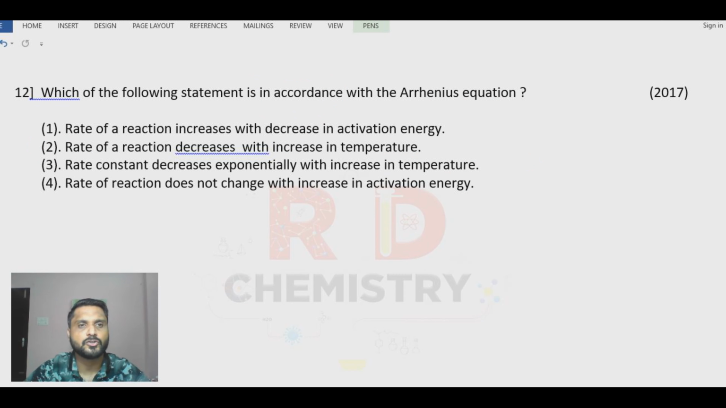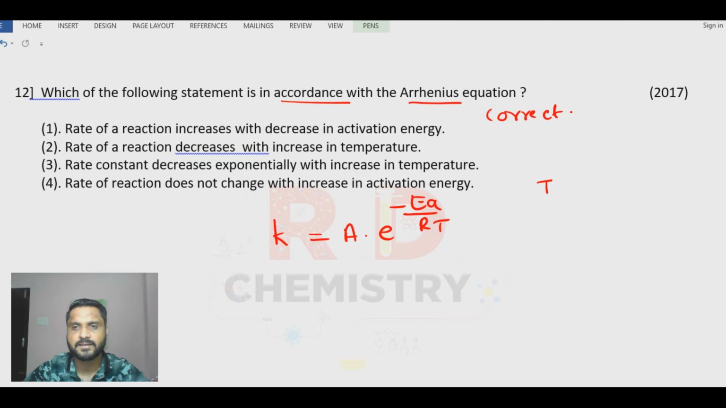Question number 12. Which of the following statements is in accordance with the Arrhenius equation? Means you have to find out the correct statement here. Okay, let's see the first one. Rate of reaction increases with the decrease in activation energy. We have to remember the Arrhenius equation: k is equal to A into e to the power minus Ea divided by RT. So remember here, as the temperature increases, the rate of the reaction increases. Okay. And as activation energy decreases, the rate of the reaction also increases.